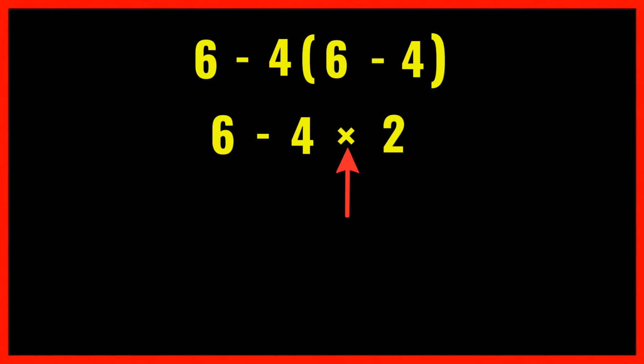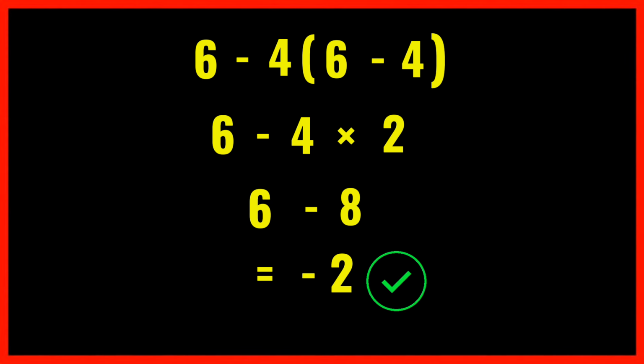Next, we handle multiplication before subtraction. So 4 times 2 equals 8. And now we have 6 minus 8, which equals negative 2. So the correct final answer is negative 2, not 4. And that is why following PEMDAS step by step is very important to avoid mistakes.